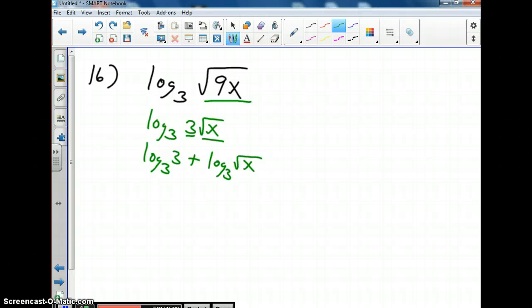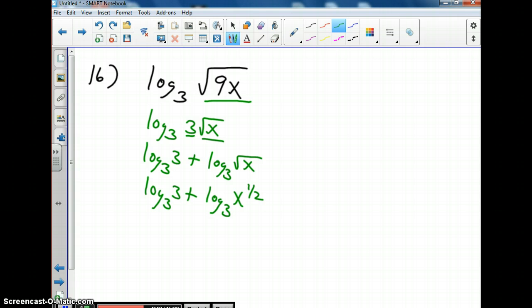Now the square root of x is the top part. Can you give me another way to write the square root of x? X to the 1/2 power. Beautiful, you remember that, perfect. So this we write as log base 3 of 3 plus log base 3 of x to the 1/2 power. Exactly, that's what you learned this year.